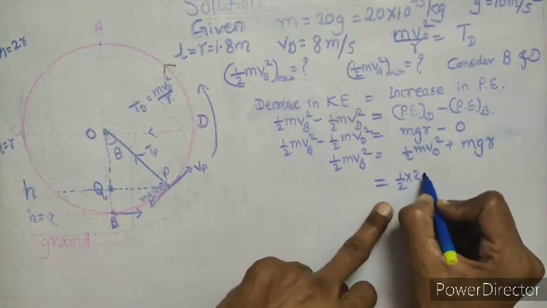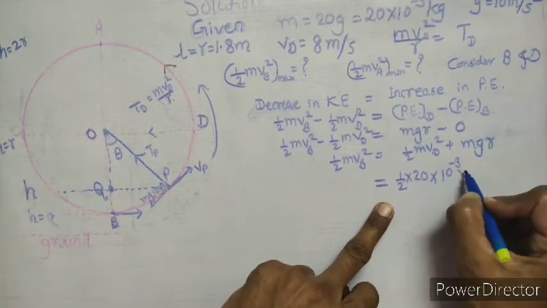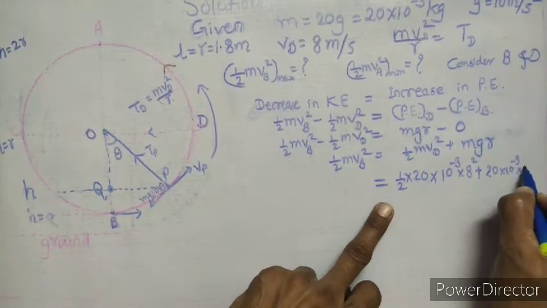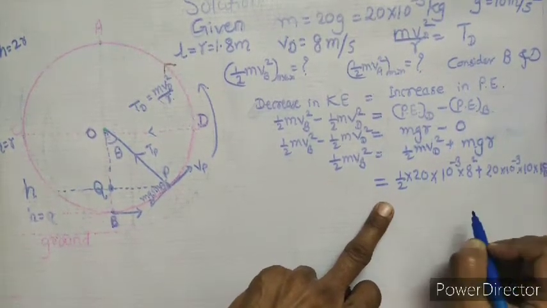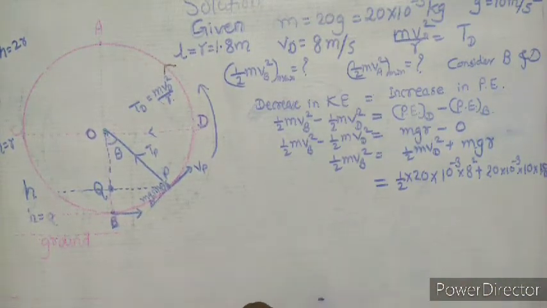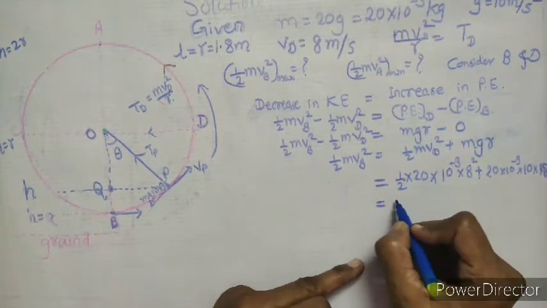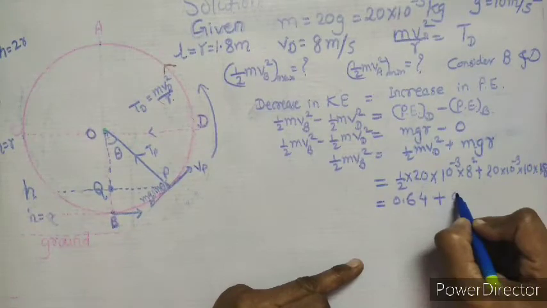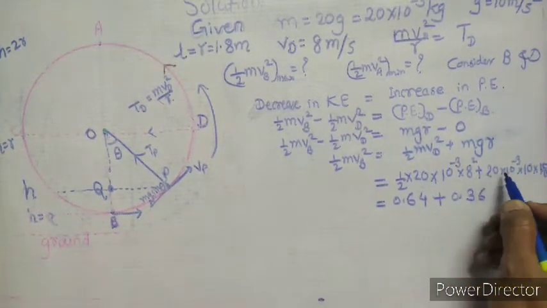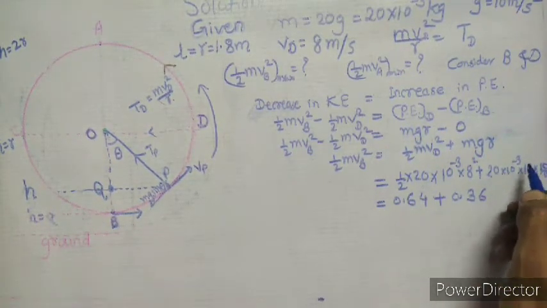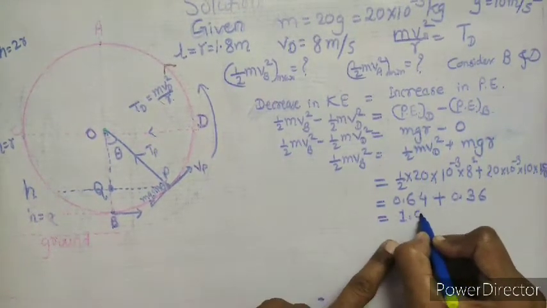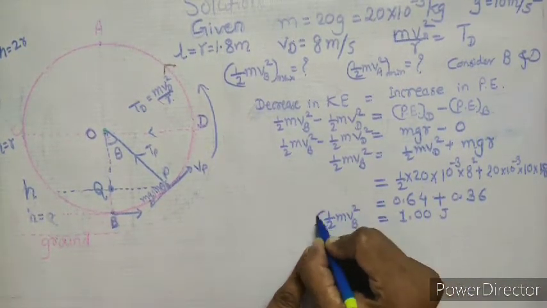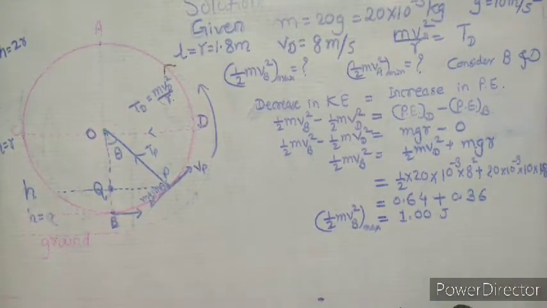Substituting, half m is 20 into 10 raised to minus 3 into vD is 8, so 8 square, plus m g R is 20 into 10 raised to minus 3 into g, 10, into 1.8. So we get 0.64, which I have already calculated, plus 0.36. The addition becomes 1.00 joule. So this is the maximum kinetic energy, and this is the first answer.